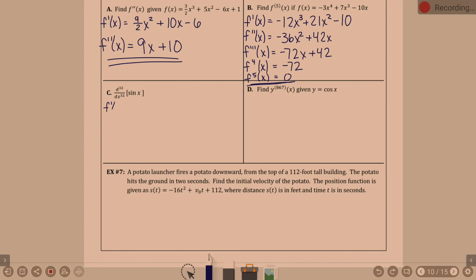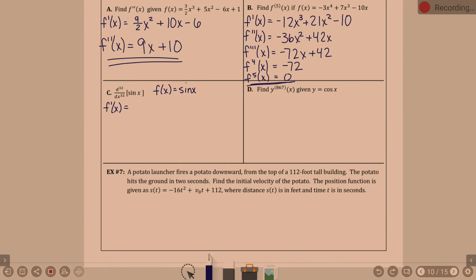Okay. We're not doing 32 derivatives. Think pattern. You just know that it's going to repeat. The original function is sine. What's the first derivative?